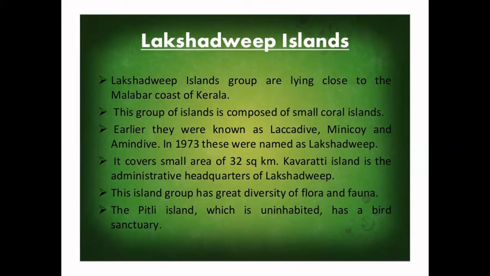So the Lakshadweep Islands are close to the Malabar coast of Kerala. This group of islands is composed of small coral islands. Earlier, they were known as Laccadive, Minicoy, and Amindivi. In 1973, these were named as Lakshadweep. It covers a small area of 32 square kilometers.